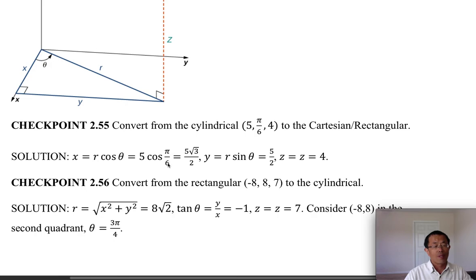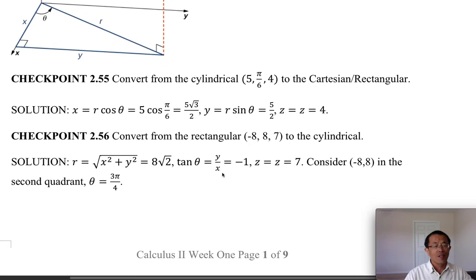So cosine pi over 6, I believe that's square root of 3 over 2. R times cosine theta, 5 times cosine pi over 6, I got this number over here. Then y is r times sine theta, and r is 5. Sine pi over 6 is 1/2, so I get 5 over 2 here. And the z coordinate really stays the same, but for completeness's sake, I'm still putting it here. The rectangular coordinates are 5 times square root of 3 over 2, 5 over 2, and 4. That is from cylindrical to rectangular coordinates.